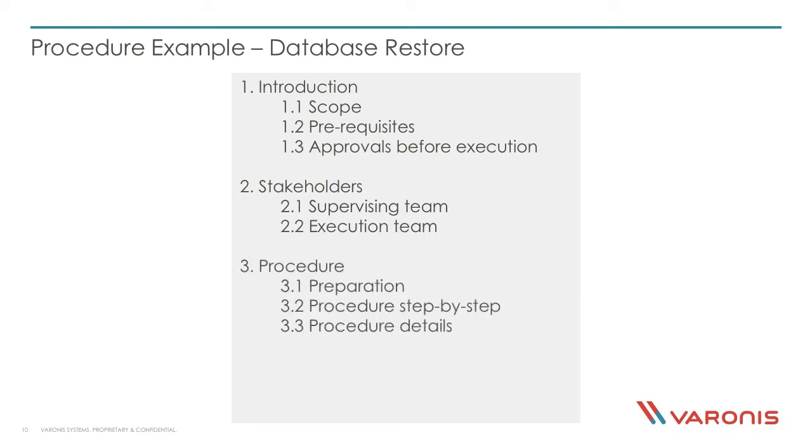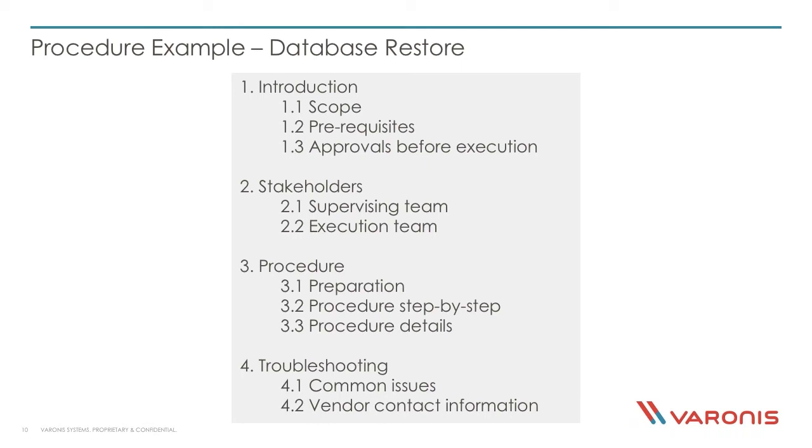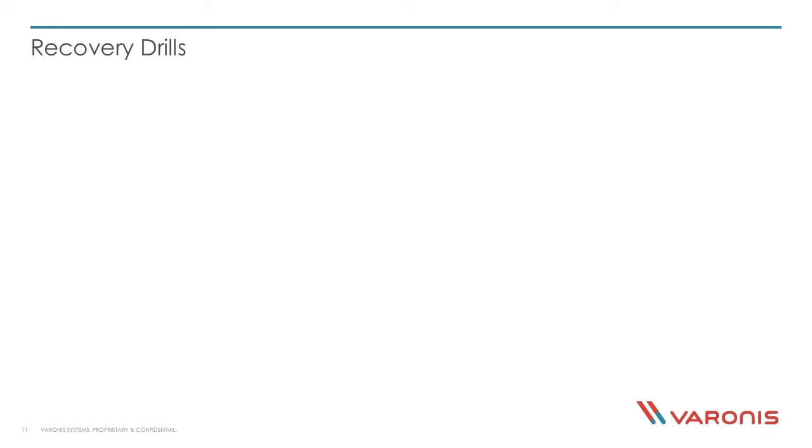In the third section, we have the procedure itself, which includes the preparation steps, the procedure step-by-step, and the procedure details, containing any additional information required. And in the last section, we can have a troubleshooting section, which may contain the most common issues and how to solve them. It could also have the vendor contact information, in case people need to call the solution vendor for help.